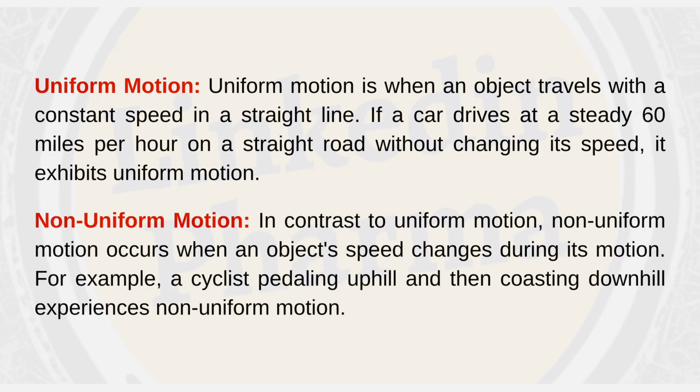Uniform motion. Uniform motion is when an object travels with a constant speed in a straight line. If a car drives at a steady 60 miles per hour on a straight road without changing its speed, it exhibits uniform motion. Non-uniform motion. In contrast to uniform motion, non-uniform motion occurs when an object's speed changes during its motion. For example, a cyclist pedaling uphill and then coasting downhill experiences non-uniform motion.